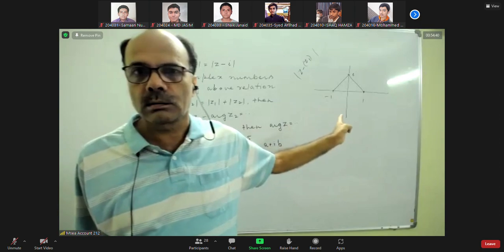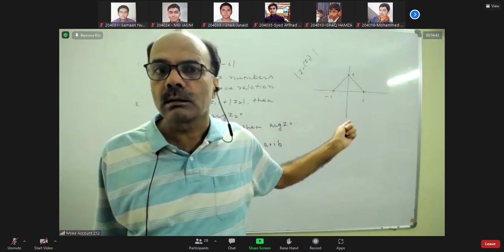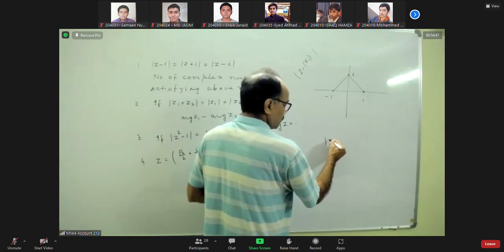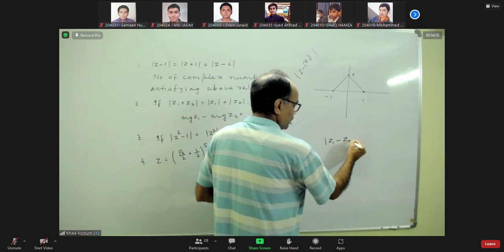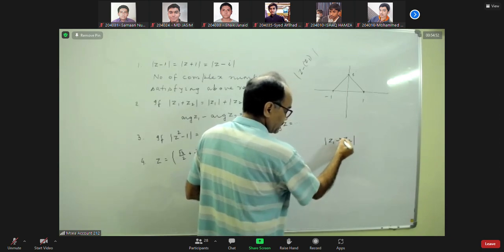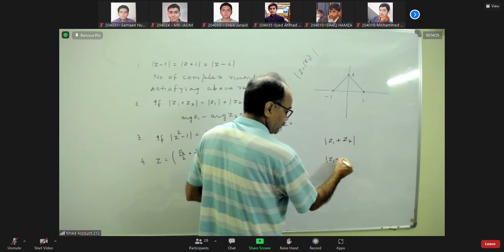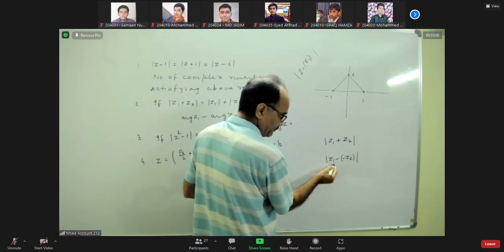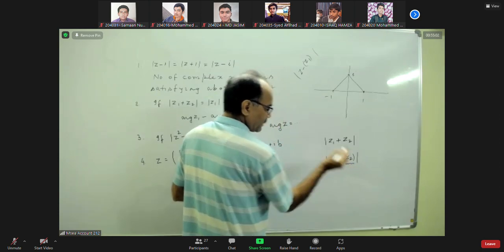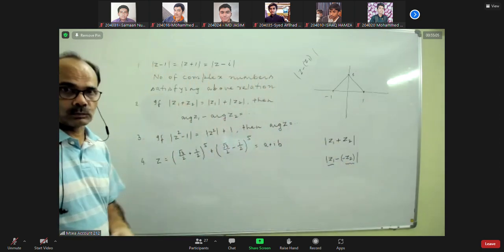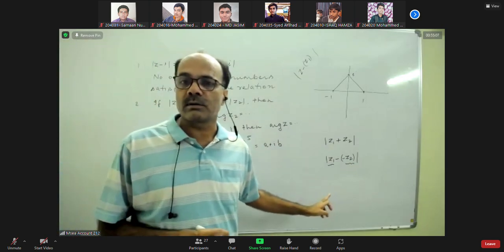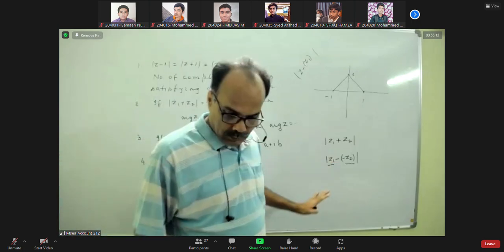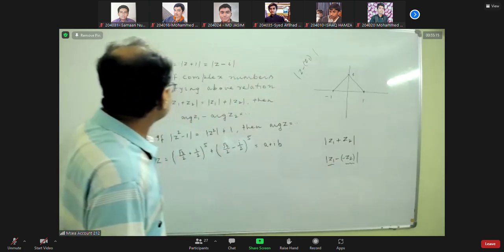So, have you understood it geometrically or not? Just think of what is the meaning of the modulus of z1 minus z2. If it is plus, try to write it in the form of minus: this is the distance from z1 to minus z2. So try to write it in that form.